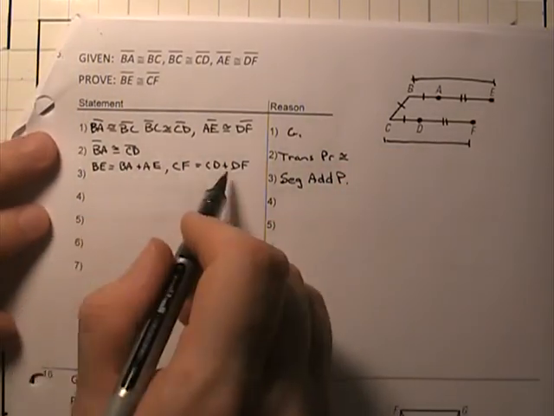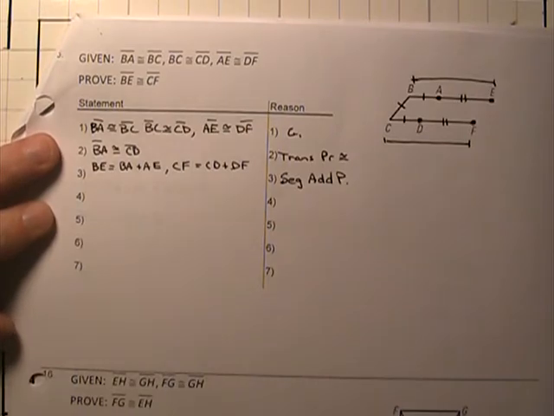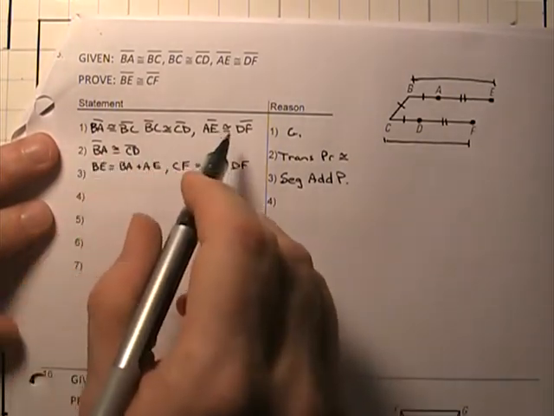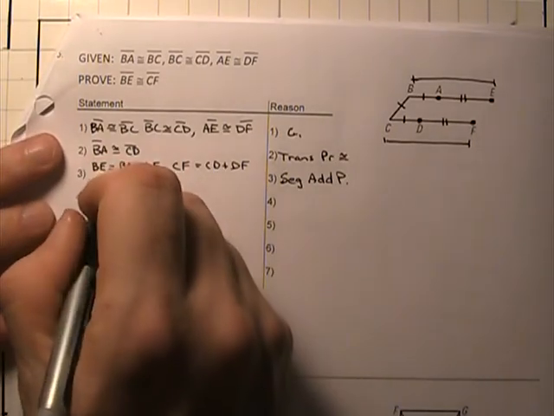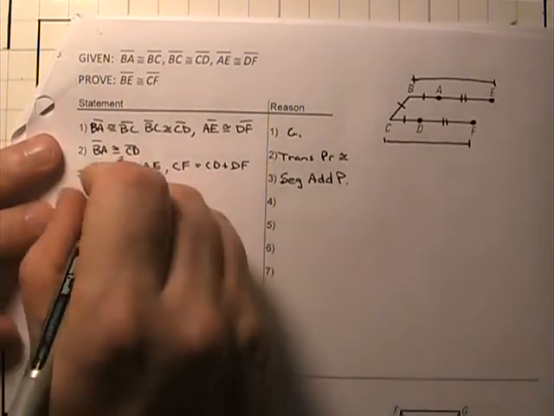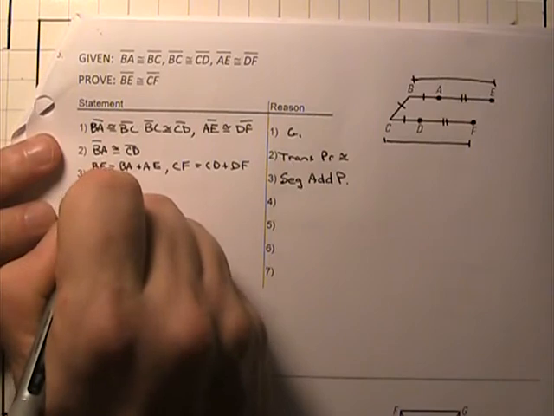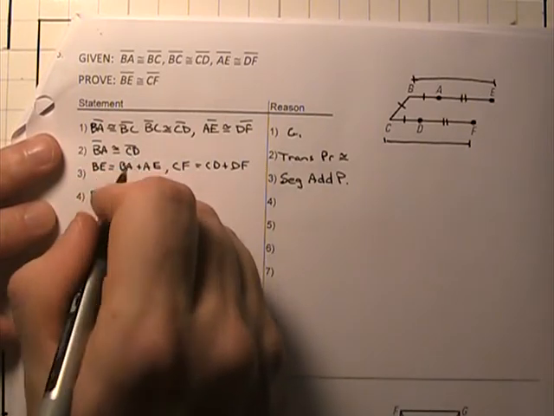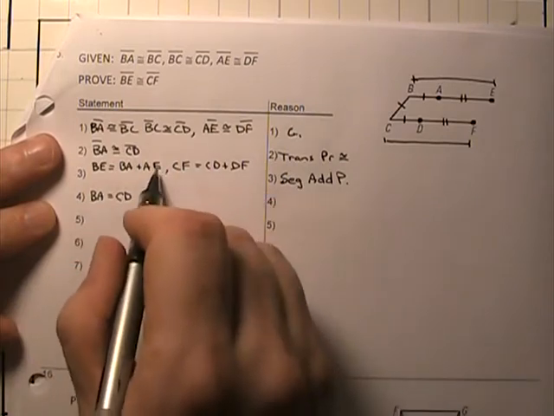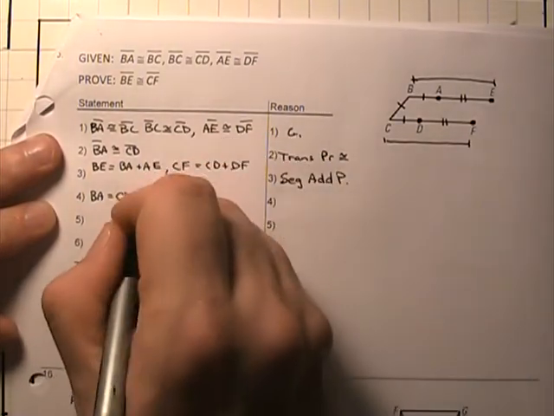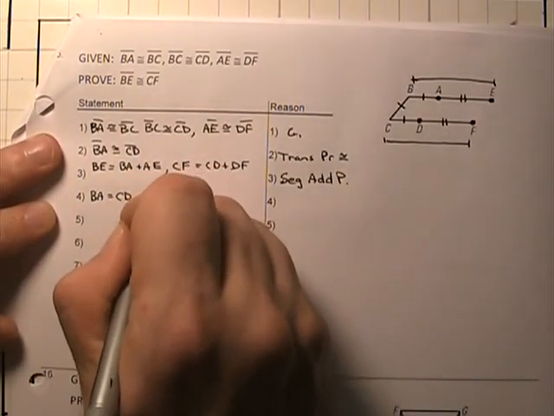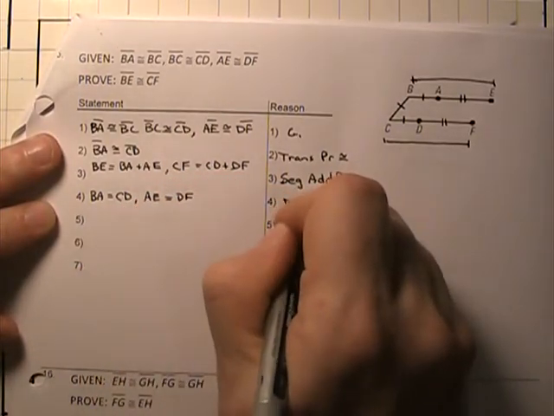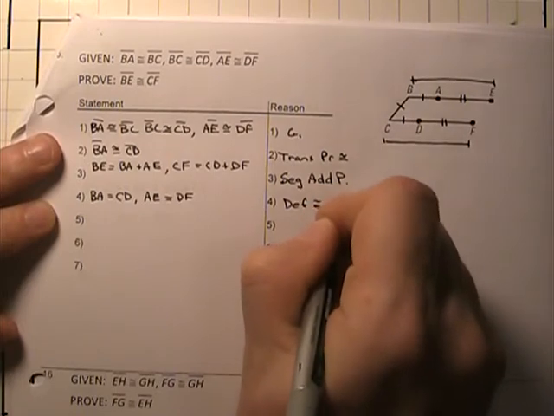So somehow I'd like to get these two things set up equal to each other. So I need a BA and an AE, CD, DF. I've got all these congruent segments. Let's make some equal measures. So I can say that measure BA is equal to measure CD, because I showed they're congruent here, so their lengths are equal. I need AE and DF. Those are also congruent, so I can say that length AE is equal to length DF. And that's just the definition of congruent segments.